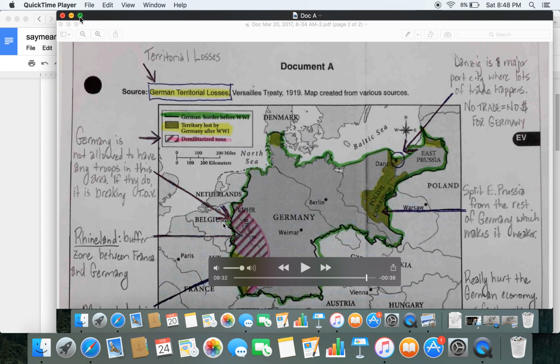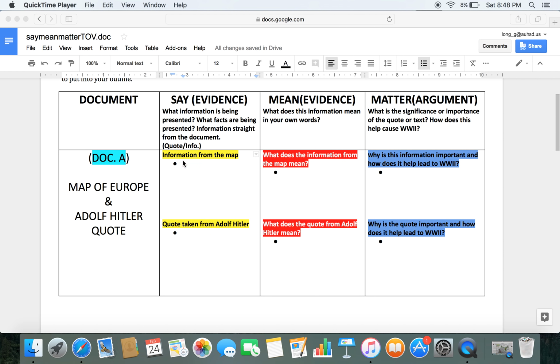So what I'm going to do is take a look at our Say Mean Matter chart. And we need to pull a piece of information from the map. Now, of course, it's a map. It's not a paragraph, which means I can't pull a quote from the map. I actually have to pull information from the map.